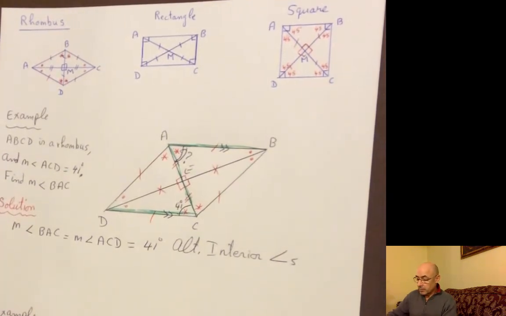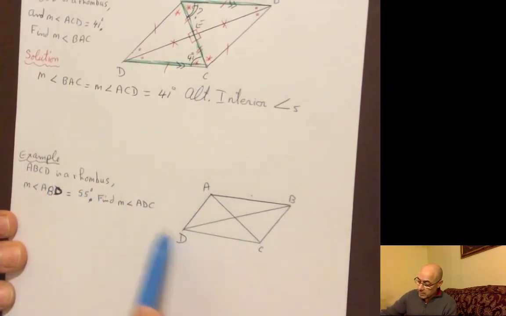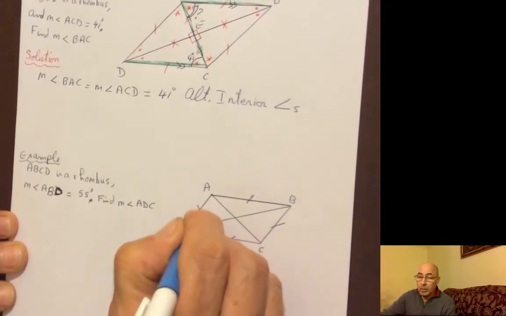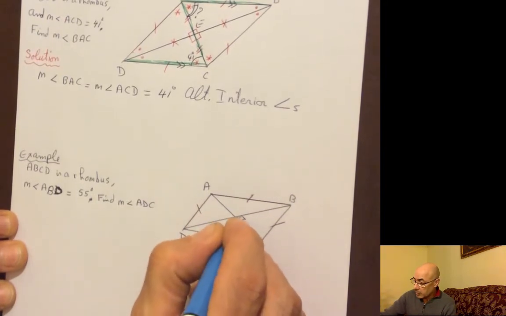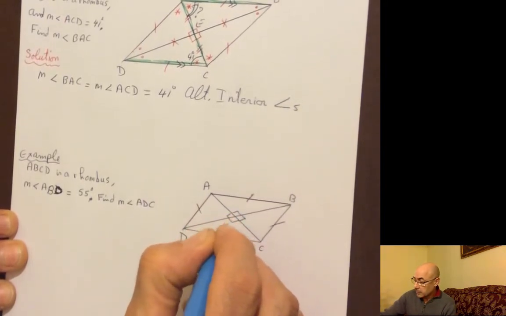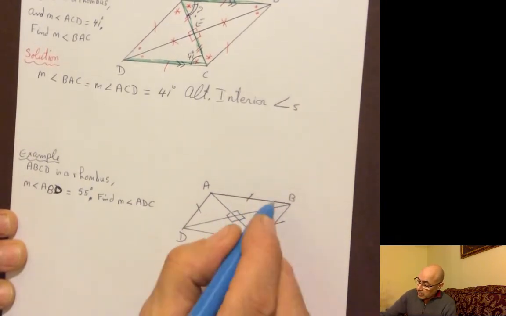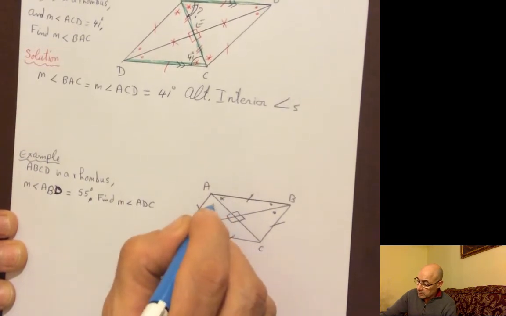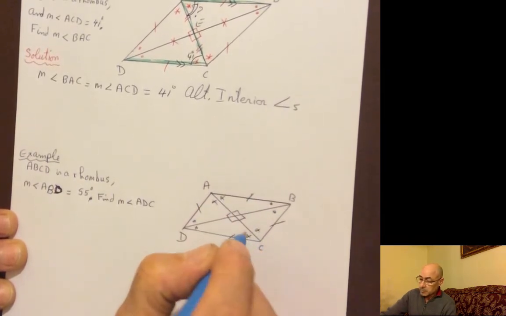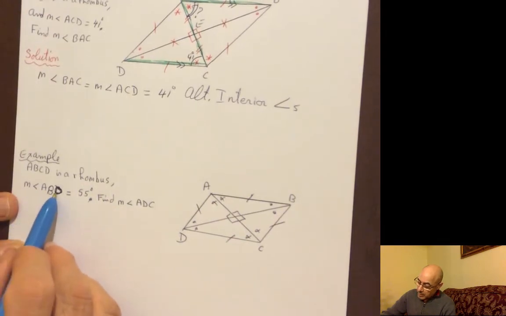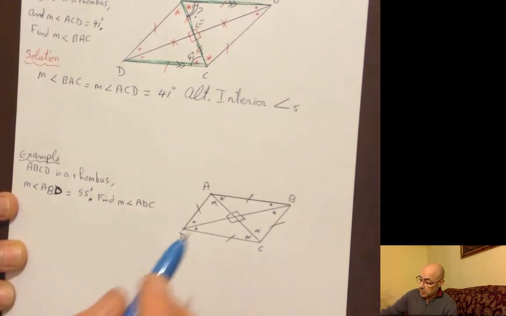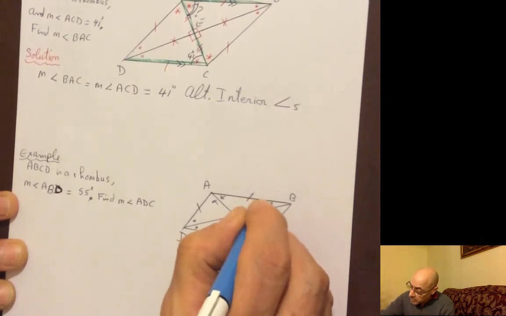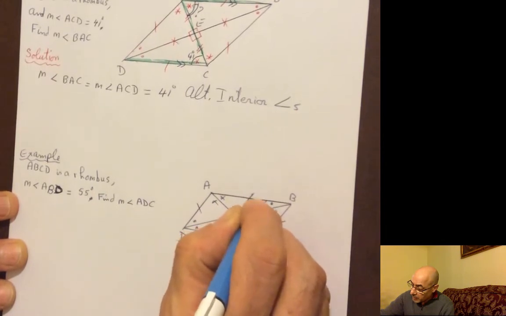The second example: we also have ABCD is a rhombus. So same thing, all these sides are congruent, the diagonals are perpendicular, and each diagonal bisects the vertex angle into two equal halves. Measure of angle ABD equals 55 degrees. This small angle here on the top is 55 degrees.